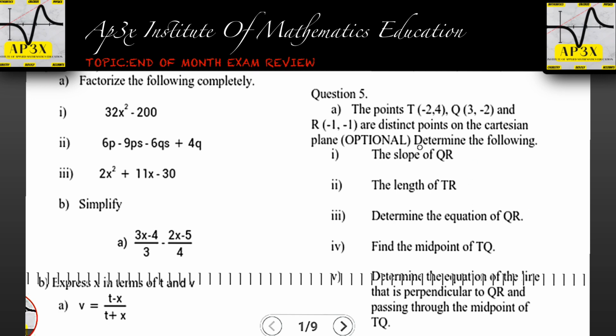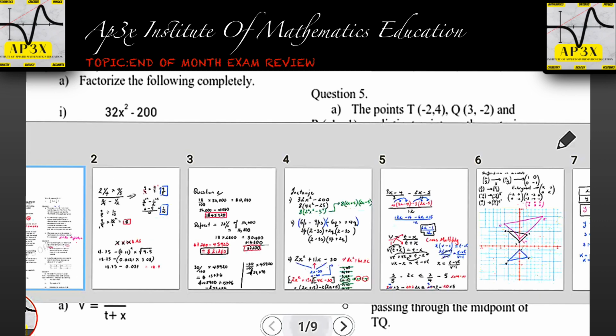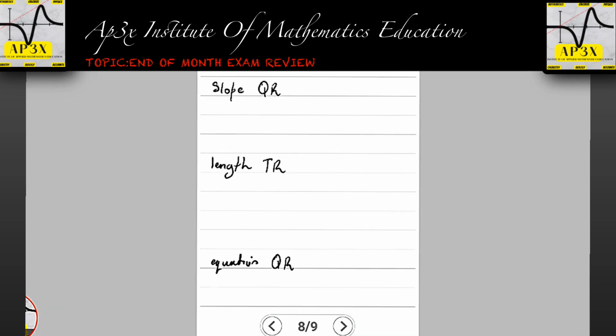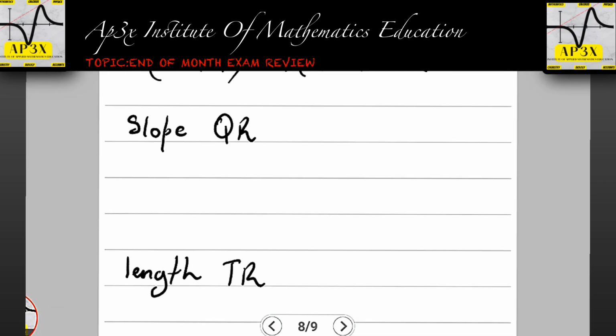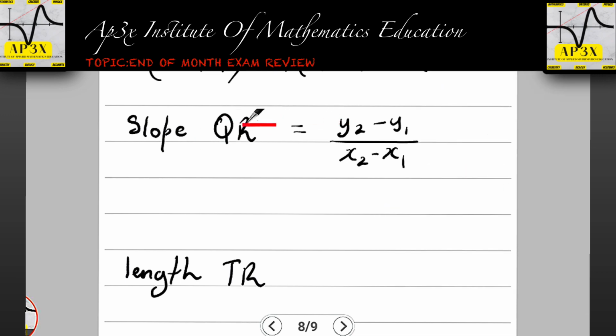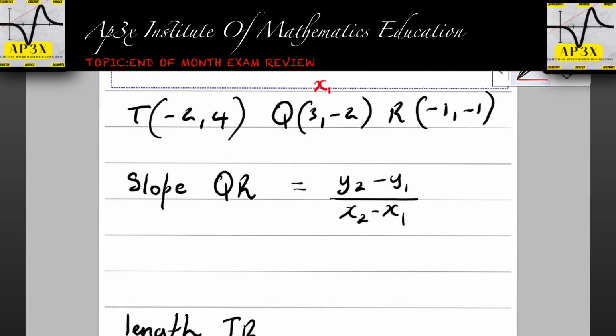Wonderful. So therefore, the first question here is to find the slope of QR. Now I did in fact go ahead and place my points around here, so I have them ready already for you. The slope of QR, slope meaning gradient, we have a gradient formula which is y2 minus y1 over x2 minus x1. And so easily you're going to find that since we're looking at QR, I'm going to call Q my x1 and my y1, and I'm going to call R my x2 and my y2.